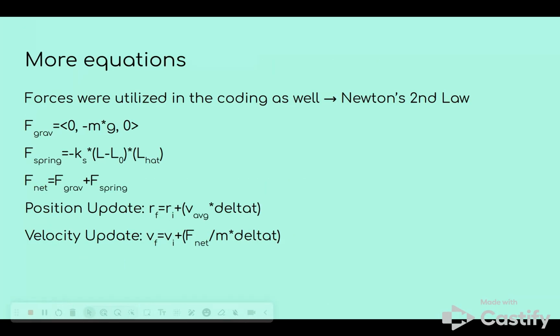We used forces in the coding as well, with Newton's second law. The forces in this experiment are gravity and spring. Gravity depends on mass and the gravity constant, and spring force depends on the stretch of the spring, the direction, and the spring constant. We also utilize position and velocity update in order to update the position and velocity in the code.